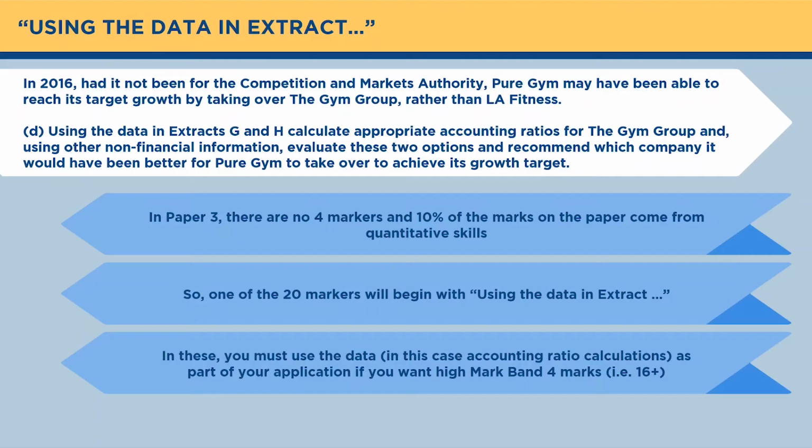If you don't do that, you're not going to get high mark band 4 marks. You're not going to get anything over 16 marks. And realistically, it can save you quite a bit of time, because if you do these calculations correctly, that gives you your application. You just need to then put it in a sentence. As I mentioned, this is the question that we're going to have a look at in this example, so you'll be able to see how this works in practice.